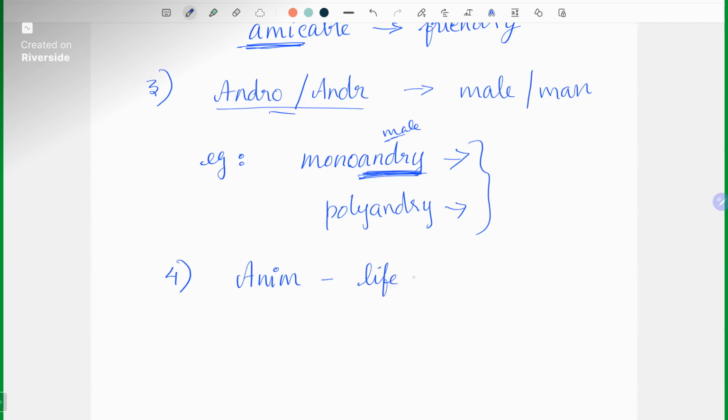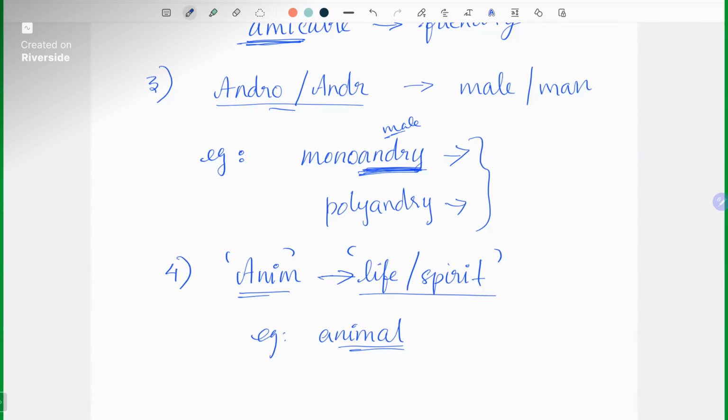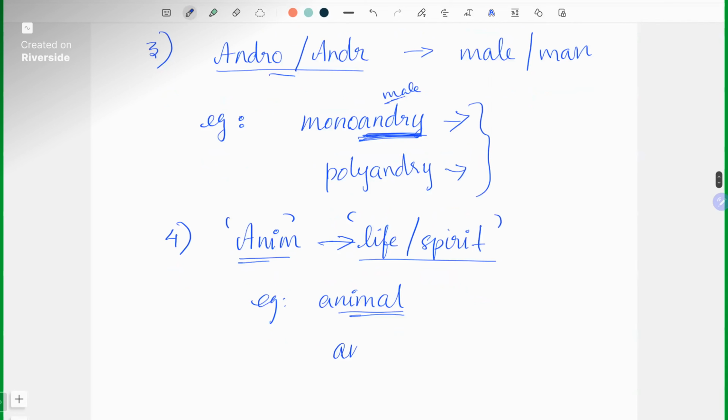Anim means life, spirit. That is the meaning. A simple example is animal, which is a living organism. And also we use the word animate objects. Animate means alive. Something is animate, alive.